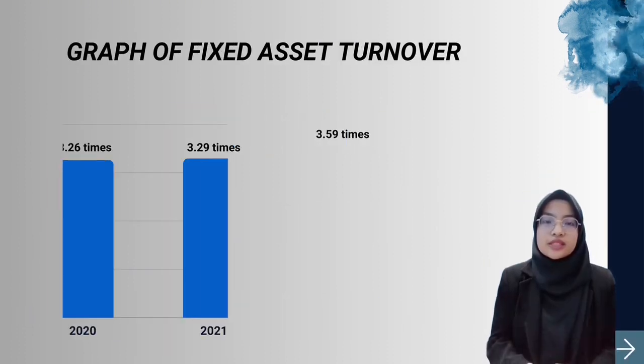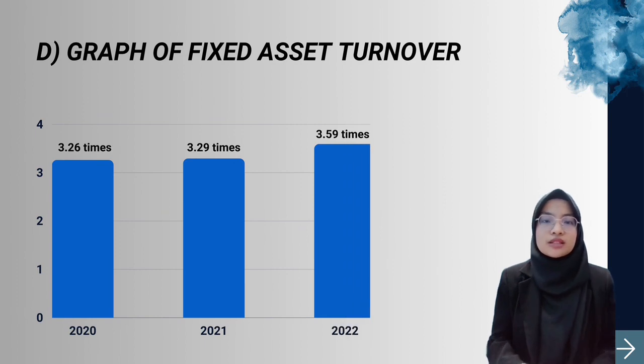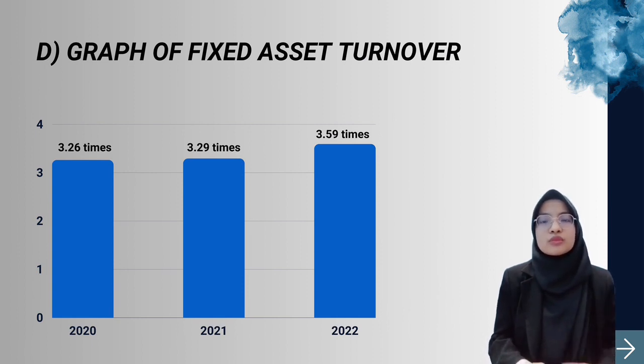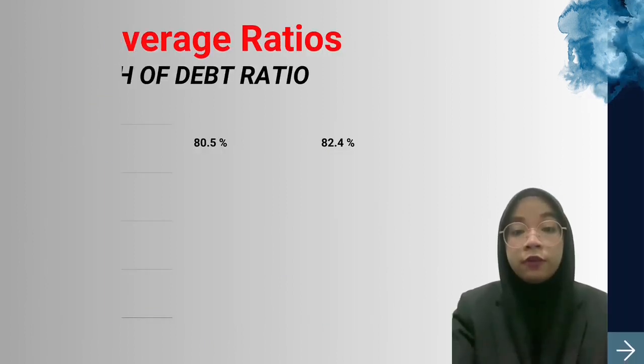Last is the fixed asset turnover, and we can see based on the graph that the ratio from 2020 to 2022 is getting higher, which is from 3.26 to 3.59. So, in my opinion, the company can increase its sales with more promotion and by creating good movement for finished goods. Proceed to leverage ratio.